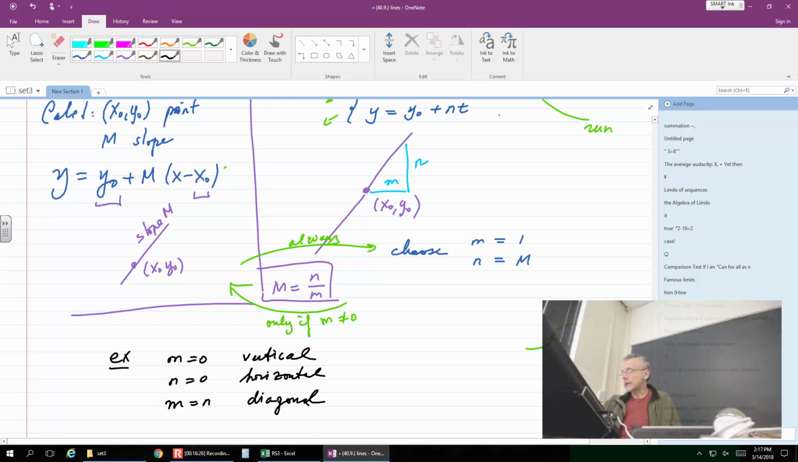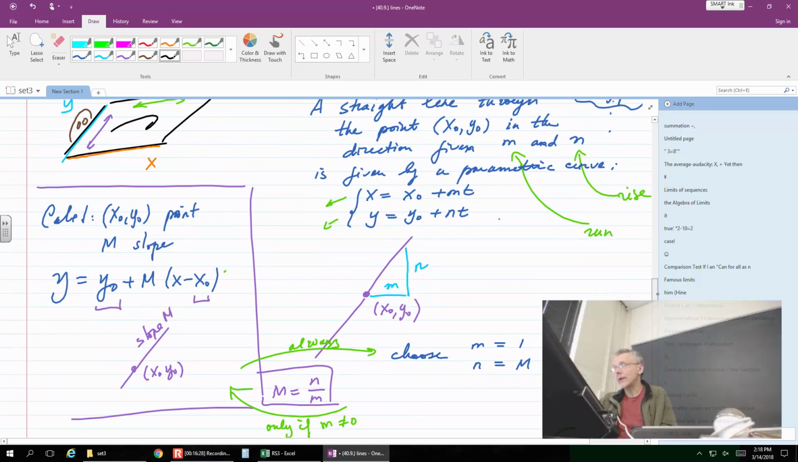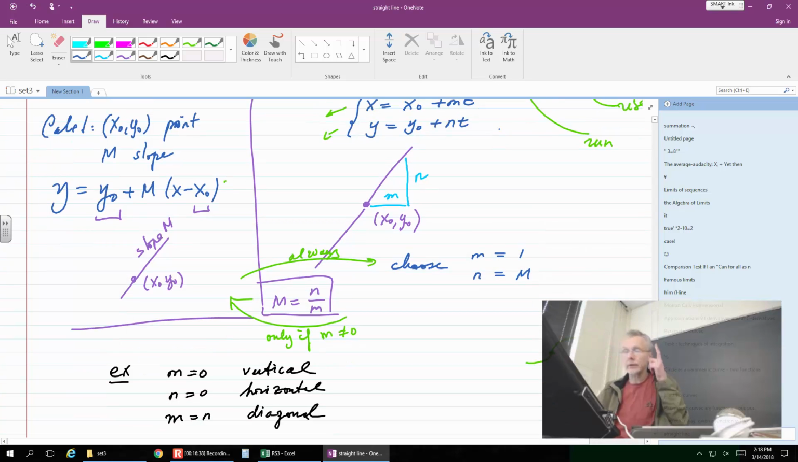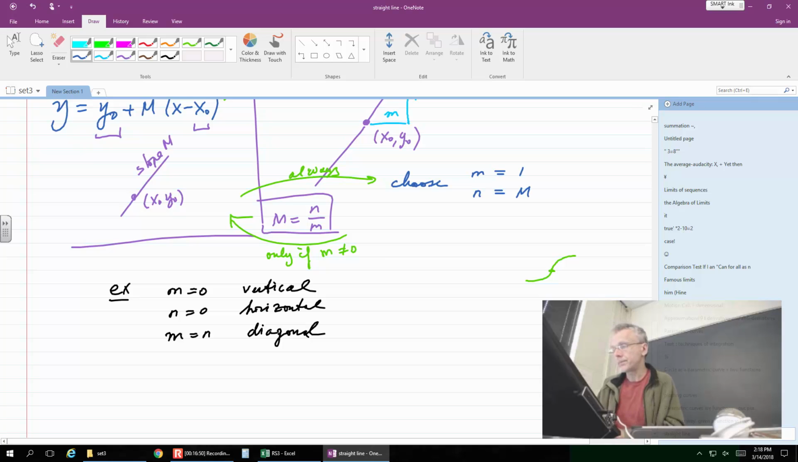So later on, when vectors are available, you can just combine m and n into one vector, and then just say that is the direction, literally, of which way you're going, and then you're treating the velocities as vectors, just as velocities and accelerations. Okay, so what else?